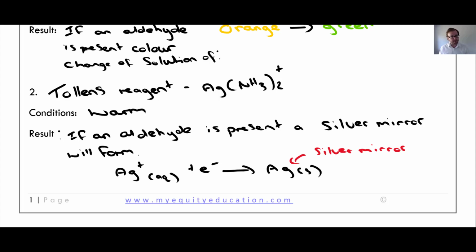Just as a side point, what actually happens to the aldehyde here is oxidation. The aldehyde is oxidized to our carboxylic acid, whereas the silver ion is reduced to solid silver to produce the silver mirror.